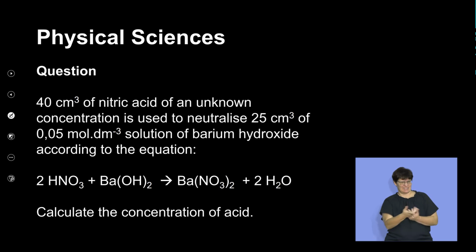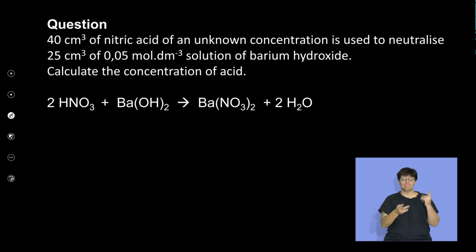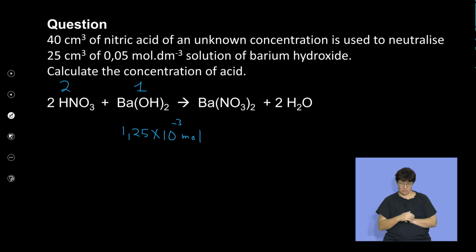Now, the stoichiometric ratio in which they react is very, very important. It says 2 moles reacts with 1 mole. But how many moles of the base reacted? 1.25 times 10 exponent minus 3 mole. While we are saying double the number because 2 reacts with 1. So the number of moles of the acid that react will be double those of barium hydroxide, which is 2 times 1.25 times 10 exponent minus 3.